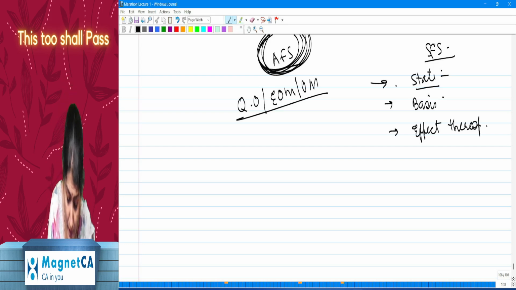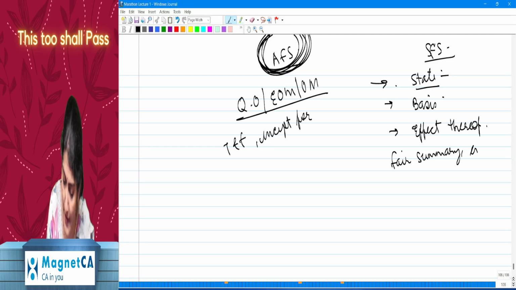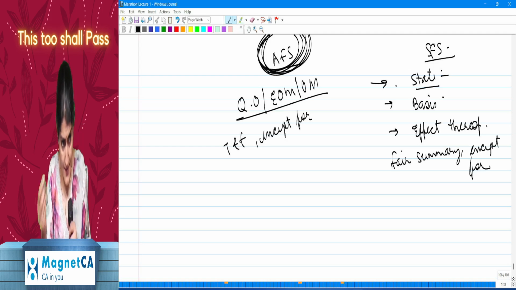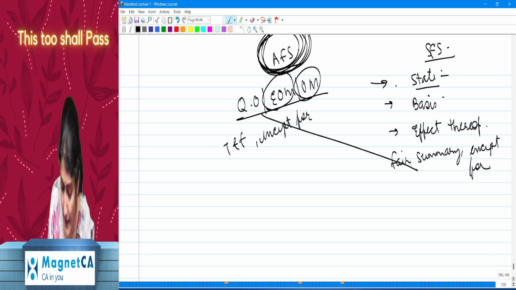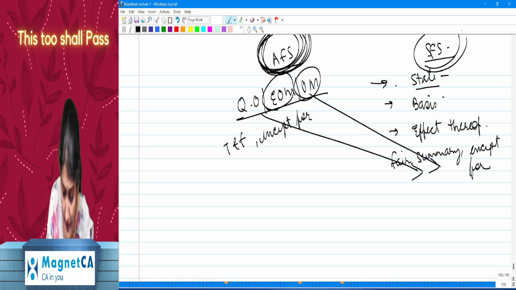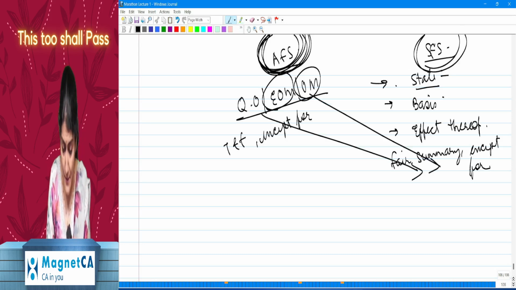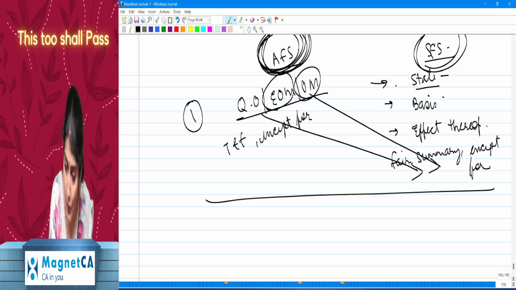Right? So here you say true and fair, except for. So now here what you will say? Fair summary except for. Okay, it is a fair summary of the audited financial statements except for. You understand? So the effect thereof on the summary. And here if there is emphasis matter, other matter, you copy paste that in your summary financial statements report. This is point number 1.